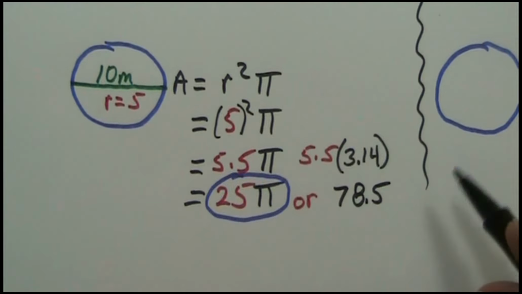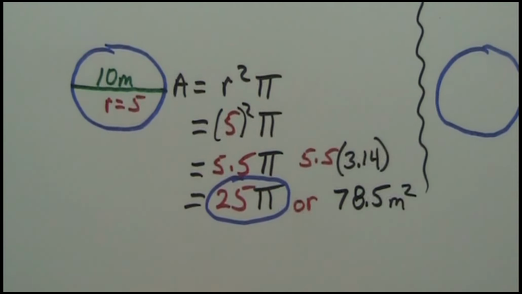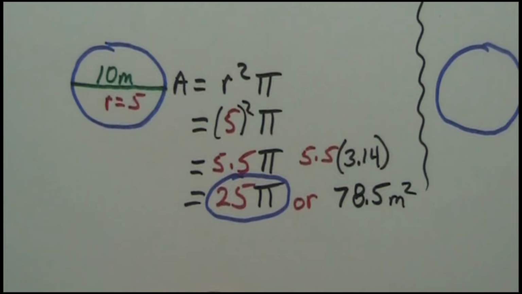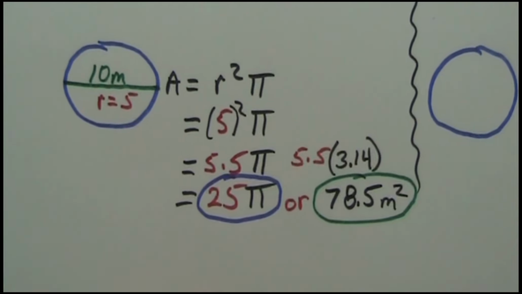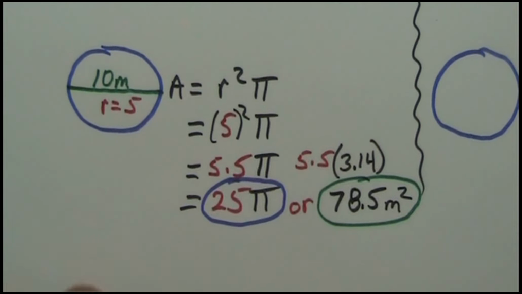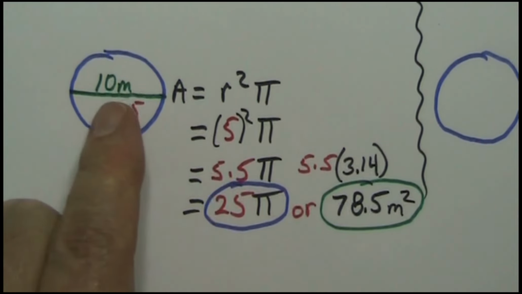And the units are meters, so it'd be meters squared. Square meters. So the area inside here, if we're measuring in meters, it'd be square meters, it'd be 78.5 square meters.